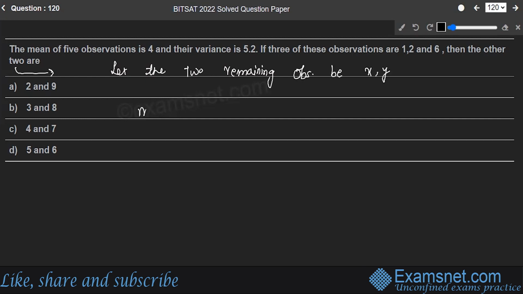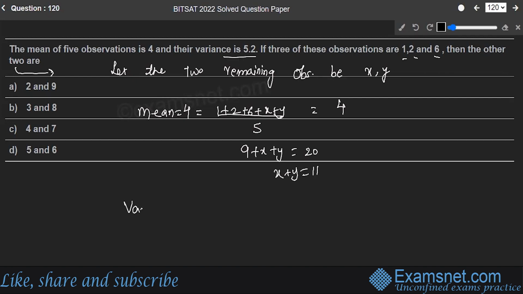So according to the question, you have mean as 4. That means you have 1, 2, and 6. So 1 plus 2 plus 6 plus x plus y, there are 5 terms, divided by 5 is equal to 4. Or you have this as 9 plus x plus y is equal to 20, or x plus y is equal to 11.